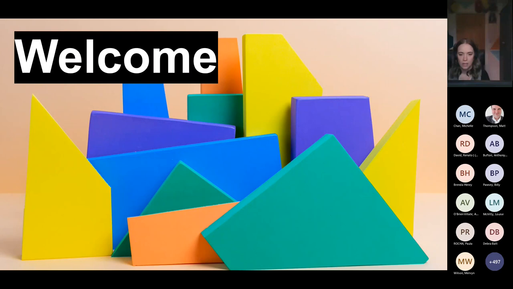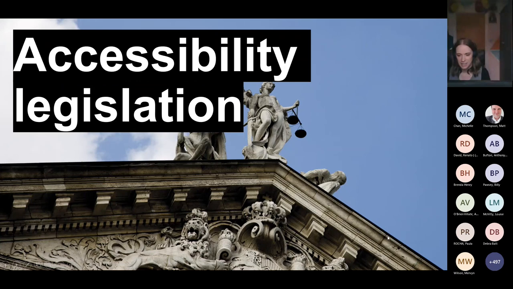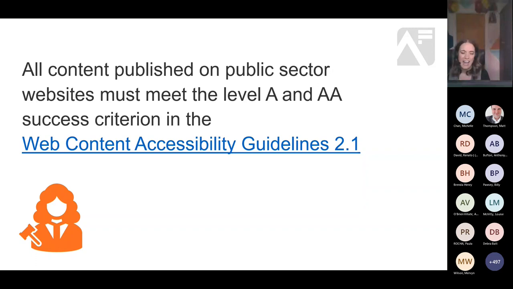Let's try this. Okay, so accessibility legislation. If you didn't know, legislation was passed, it came into force in September 2020. Basically what it means is all content published on public sector websites must meet the level A and AA success criterion in the Web Content Accessibility Guidelines 2.1, which are going to be updated soon to 2.2. What we have to do is try and work out what the success criterion mean and how we apply them to charts. Everything I'm going to talk about today is based on my interpretation and my own research, but I do fall in line with Government Digital Service. I check in regularly with them and other people across government. But as far as I know, unless anyone here can correct me, I'm the only one who's really concentrating on accessibility and data viz stuff in a big way.